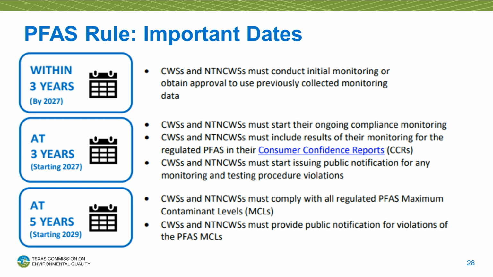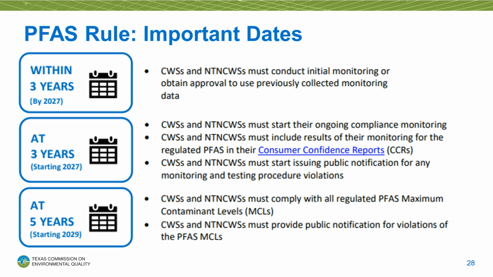The initial monitoring must be done by 2027, and then starting in 2027, the compliance monitoring would begin. That's when you would do the exceedance monitoring quarterly, or if you're eligible for reduced, then 1 sample every 3 years. Starting then, monitoring and reporting would be in effect, so if you miss a sample, a monitoring and reporting violation could be given. And if there are detections, you must include them in the CCR.